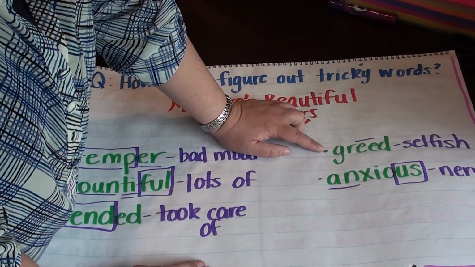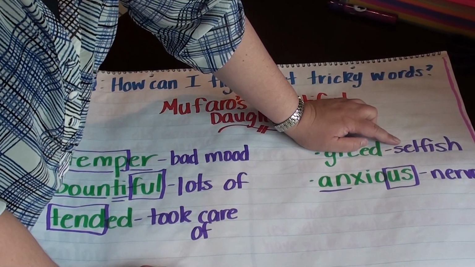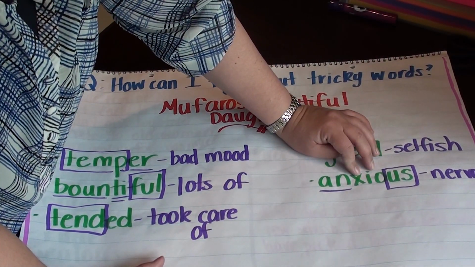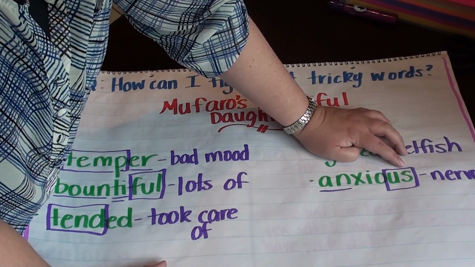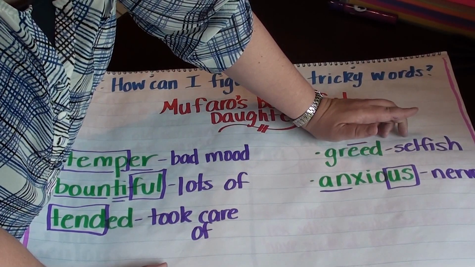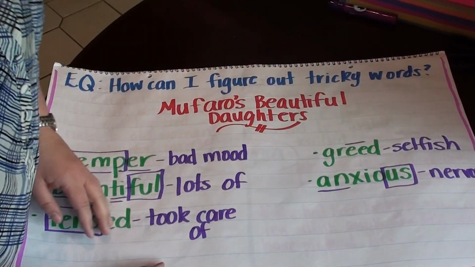And then greed, we talked about how the double E says E, makes a long E. That was a hard word to come up with a definition for, so I said selfish was the best one we could come up with. And then anxious was another hard word to decode, so we talked about the ank and then the us, because those were the easiest chunks for a lot of our kids to find. And then nervous would be a good word to mean the same.